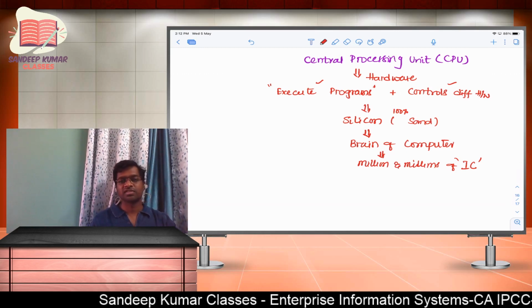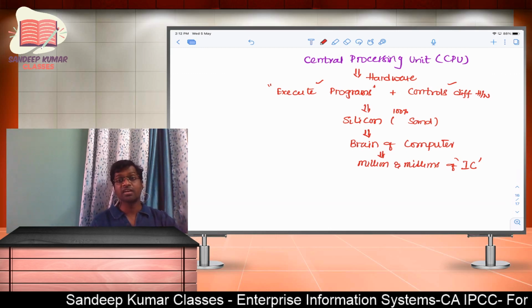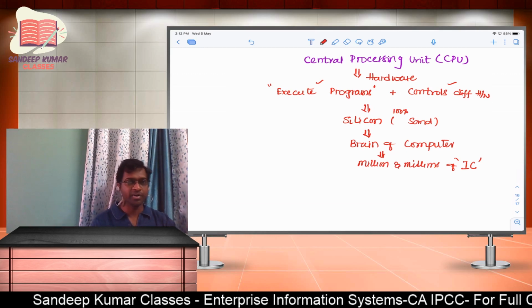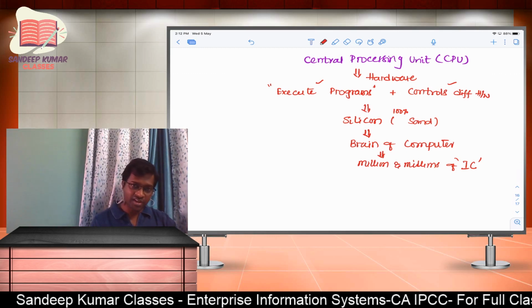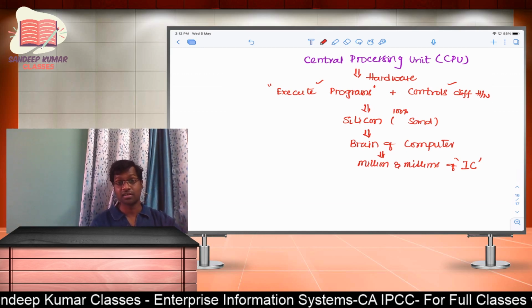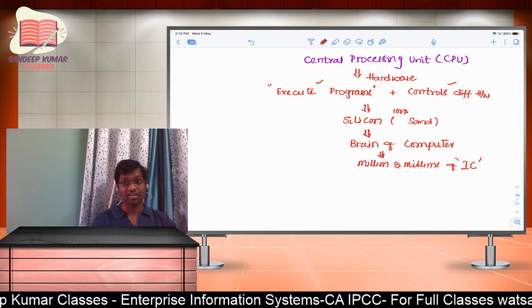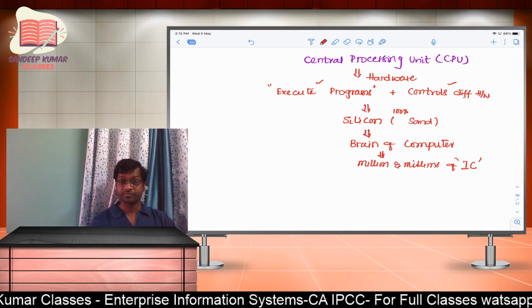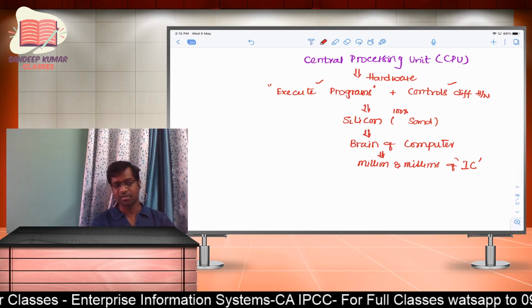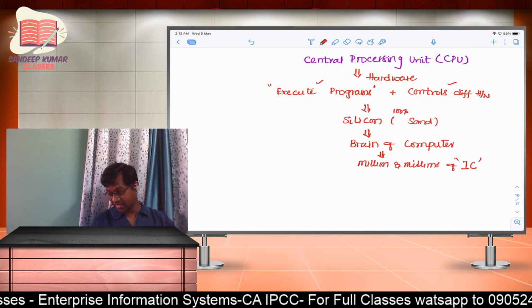Why do we require a central processing unit? To execute programs or instructions. Second, the central processing unit is required to control different hardware units. It can be a printer, the main memory, or any other hardware device controlled by the CPU. The material we use is silicon, which is 100% sand, and it is called the brain of a computer. This processor consists of millions and millions of integrated circuits.